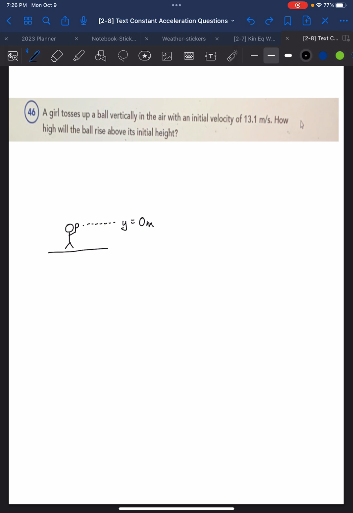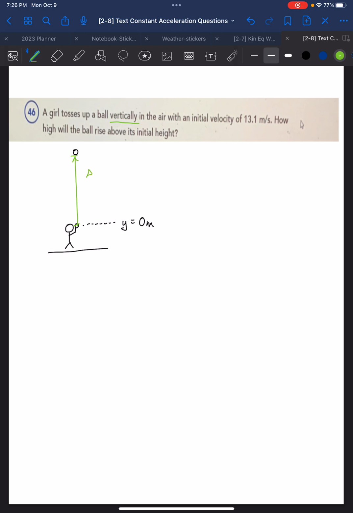And here, she's going to throw the ball up to a maximum height, which is probably up here. And it does say that she's tossing the ball vertically, which I'd like to assume anyway. And the question is, how high will the ball rise above its height? And so, I realize I say "and so" a lot now that I'm recording these videos. This is the distance that we want to measure.